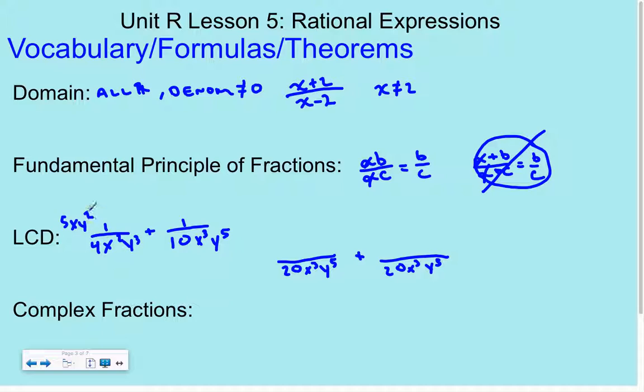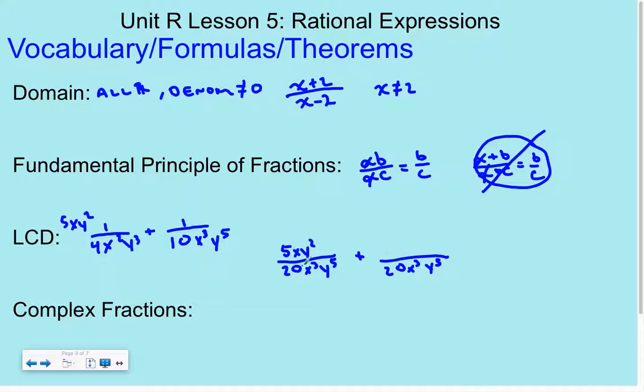So that's what I multiplied this denominator by in order to get my least common denominator. And so I'm just going to take that and multiply it by my numerator. Now, I picked an easy numerator of 1, so all I need to do for this problem is this.